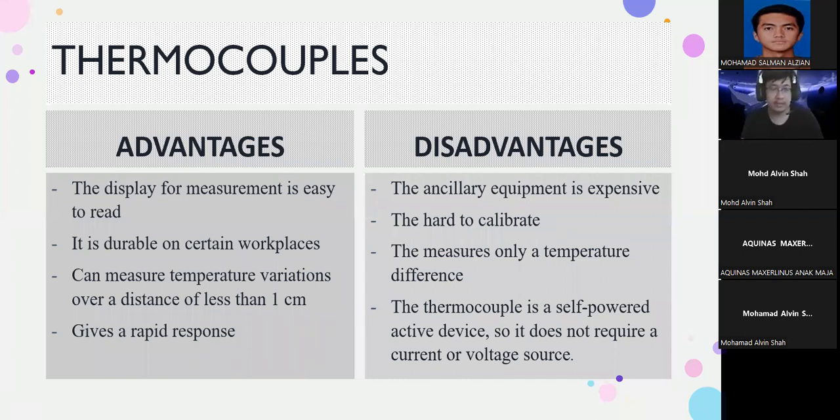Here are the advantages of having a thermocouple. The display for measurement is easy to read. It is also durable in certain workplaces. It can also measure temperature variations over a distance of less than 1 centimeter, and it also gives a rapid response. For the disadvantages, its ancillary equipment is expensive. It is also very hard to calibrate and measures only temperature difference. It is a self-powered active device, so it does not require current or voltage sources.